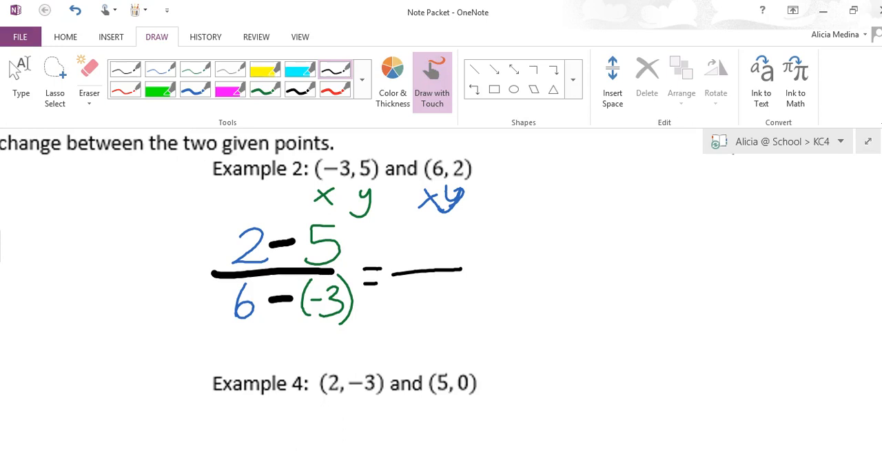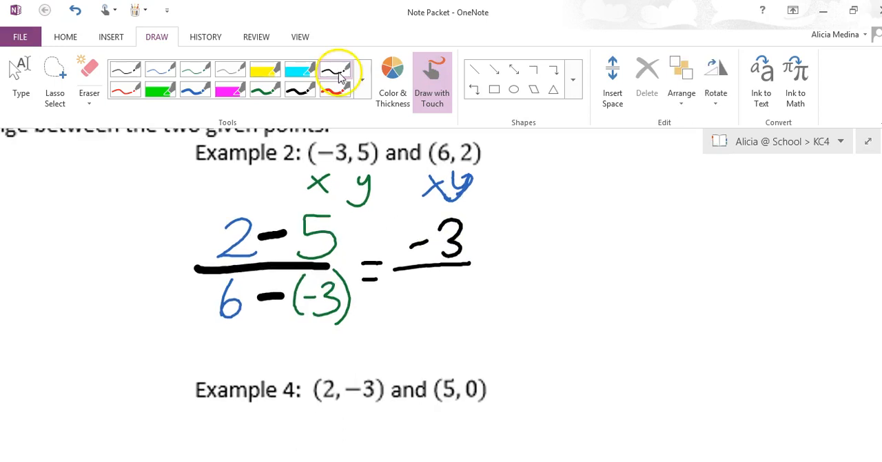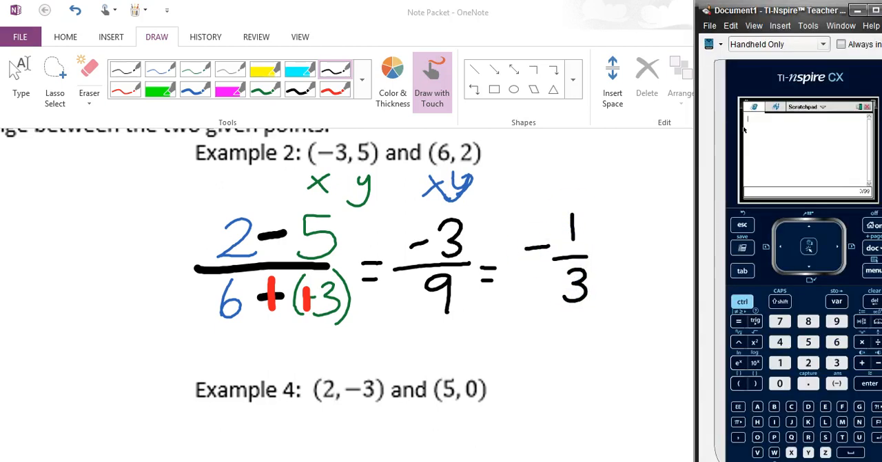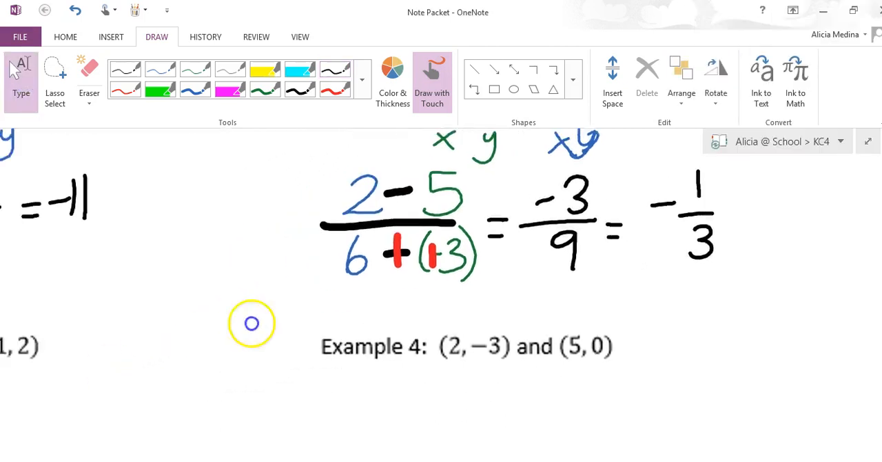So 2 minus 5 is going to be negative 3. Minus negative 3 ends up being plus a positive. Double negative changes to plus a positive. So therefore 6 plus 3 is 9. And negative 3 divided by 9 simplifies to a negative 1/3. If you ever need to look at your calculator, feel free to type that in. Negative 3 divided by 9 gives me a negative 1/3. So please just simplify always, and you can check it in your calculator, that is fine.